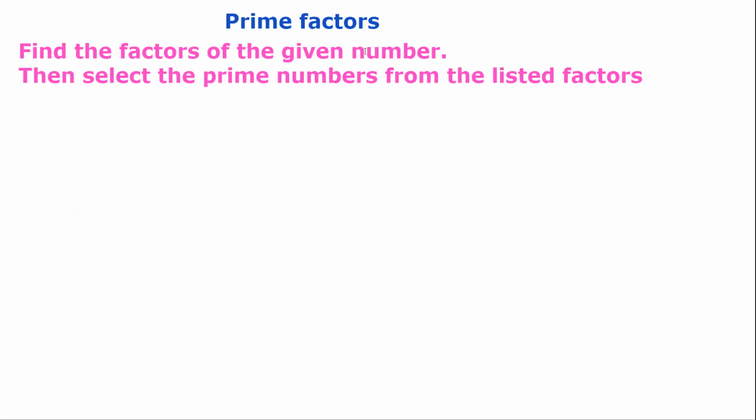Now let's see the prime factors. Once you know your factors and you know your prime numbers, when you find the factors of given numbers, those prime numbers in the factors are called prime factors. The name is prime factors. So let's assume that we have an example here. Example. Okay, good.